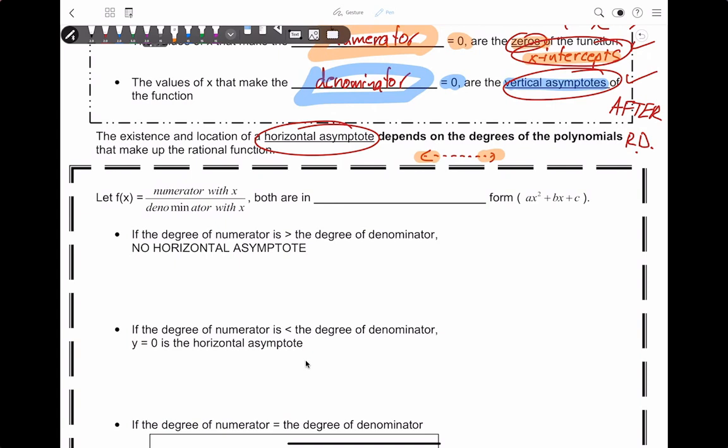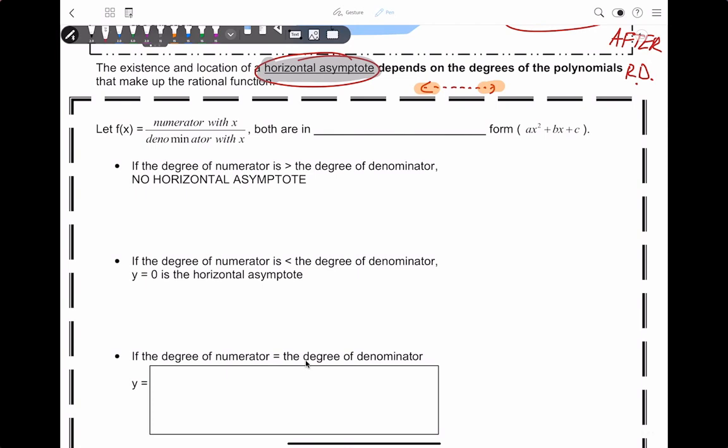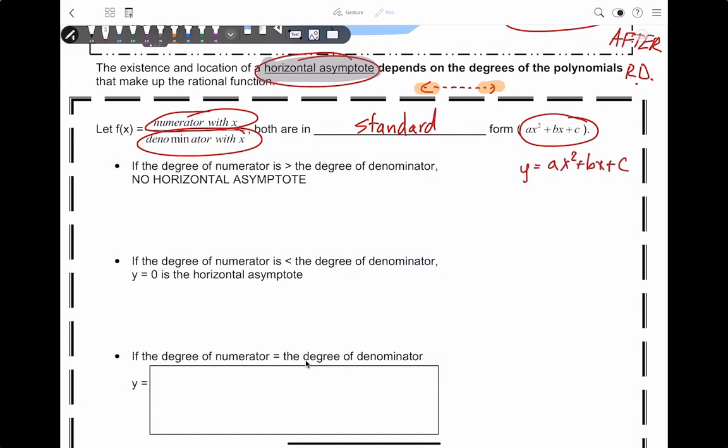Okay, so this next part is going to strictly talk about the horizontal asymptotes, and I'm going to talk about these next three rules. So when I want to find the horizontal asymptotes, let f of x equal the numerator with x over the denominator with x. They're both going to be shown in some kind of standard form. And the standard form for a quadratic, we know, is y is equal to ax squared plus bx plus c. We know that from units past.